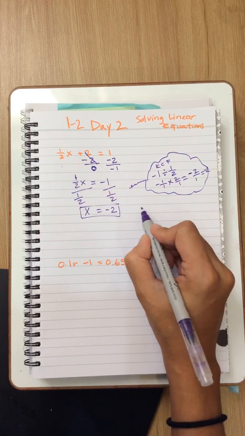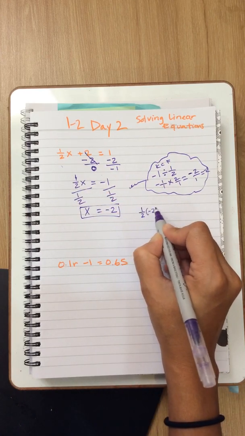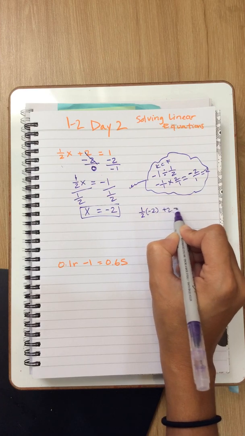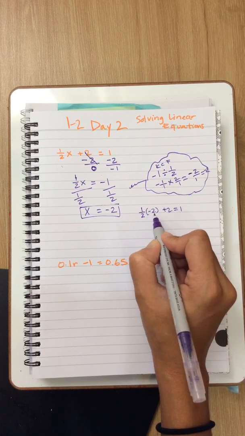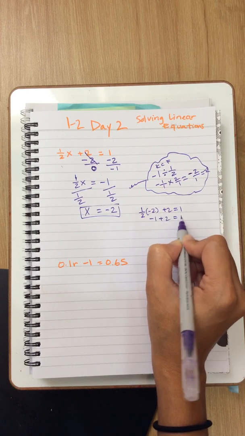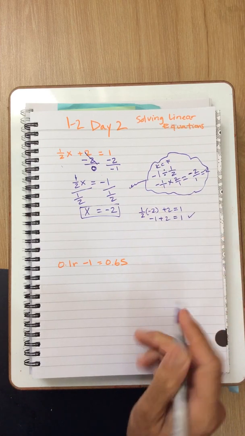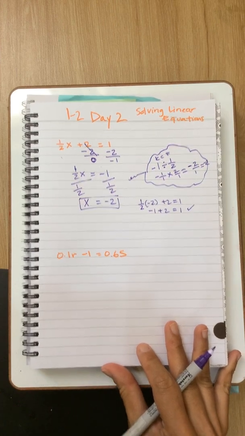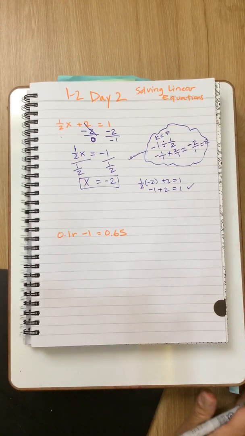Let's plug it in and check. 1/2 times negative 2 plus 2 equals 1. Well, what's half of negative 2? Half of negative 2 is negative 1. Negative 1 plus 2 is, yep, that equals 1. It works. Okay, what if you had a decimal? You can handle the decimal, trust me.